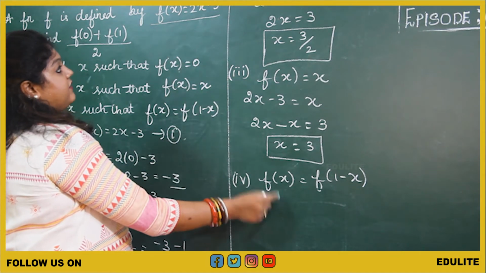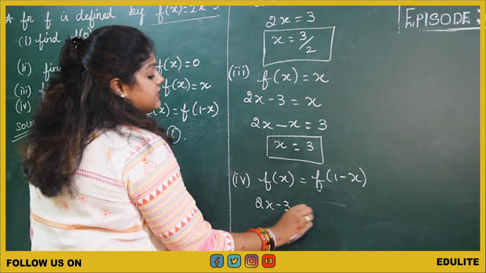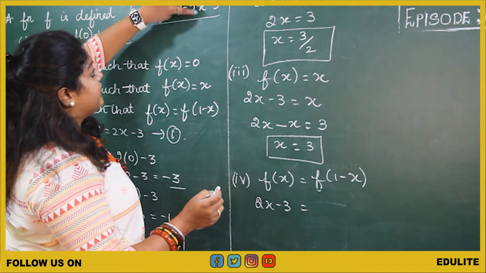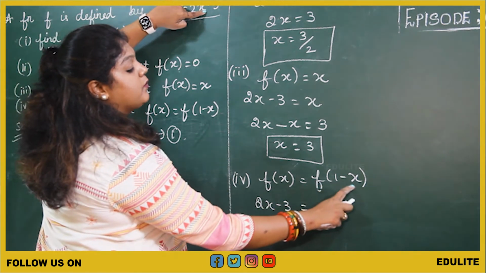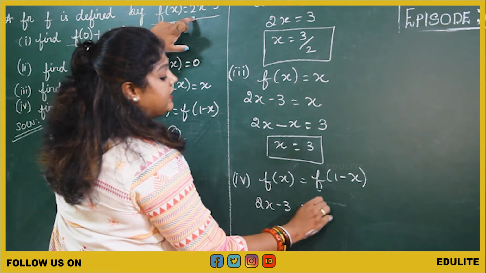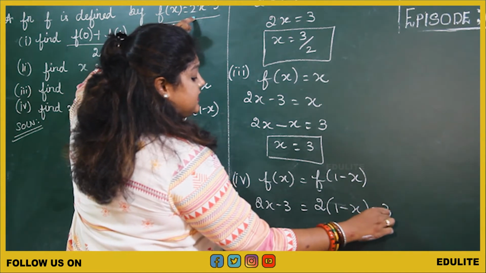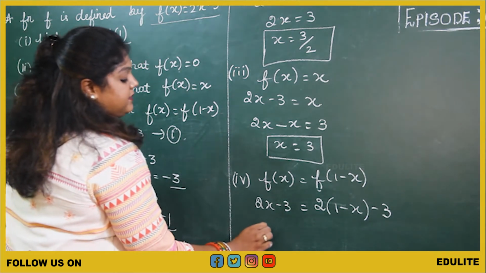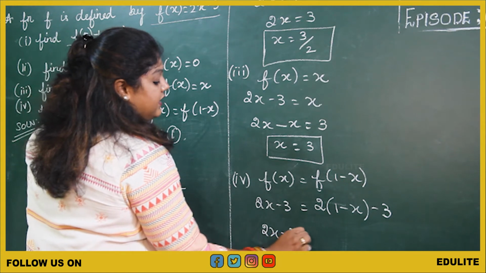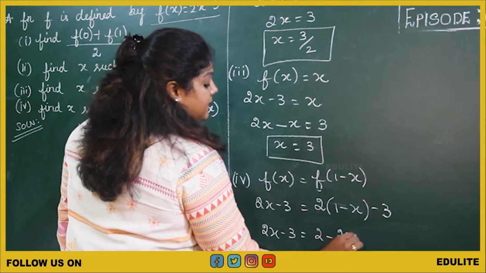First we will complete the left hand side. f of x is given as 2x minus 3. Similarly, in place of x, what we have to do? We have to substitute 1 minus x, if it is f of 1 minus x. Therefore, it will become 2 into 1 minus x minus 3. Next step is simplifying: 2x minus 3, 2 into 1 is 2, minus 2x, minus 3.